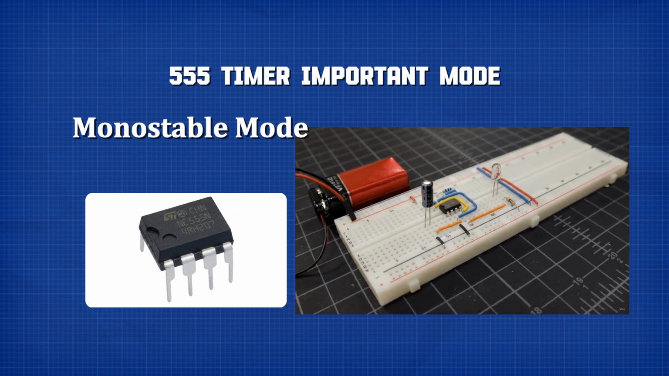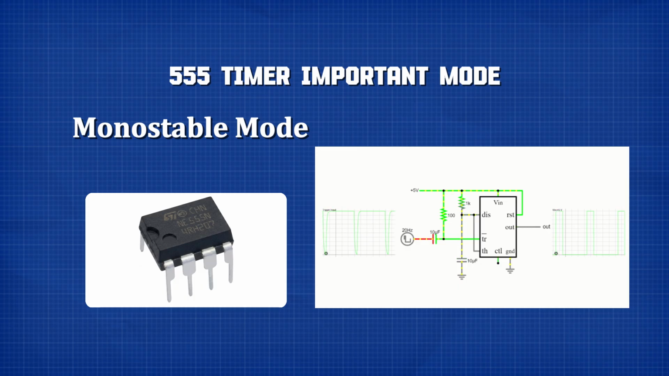After a few seconds, it turns off by itself. That is Monostable mode. This mode is useful for delay circuits. You can use it for automatic light delay, relay delay, touch switch delay, alarm timing, and many other projects. So the main difference is simple. Astable mode keeps running continuously. Monostable mode runs once.